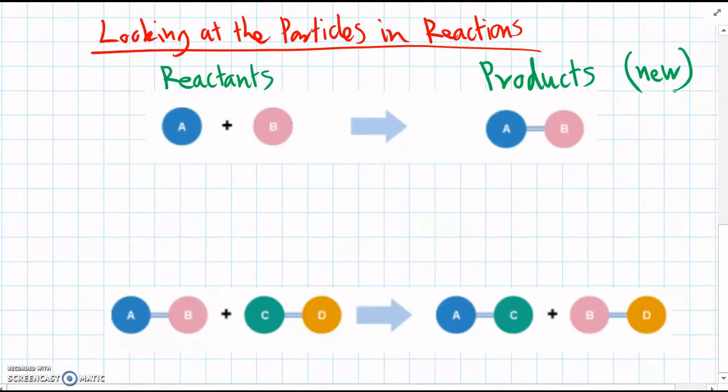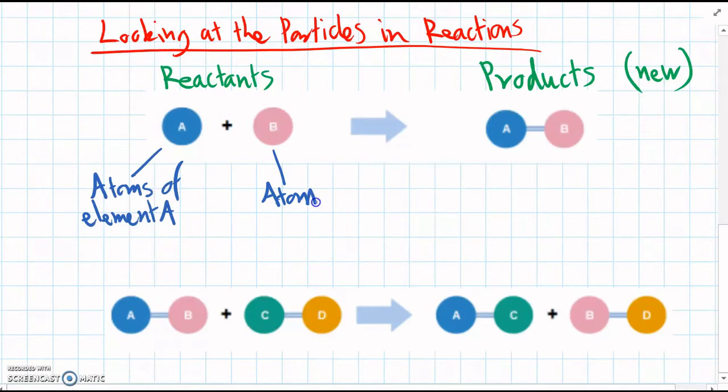So in this first reaction, we've got some atoms of a particular element, and we're just calling it element A here. So atoms of element A, and they're combining with atoms of element B. And then we can see in the product over here, the A atom and the B atom have joined together and they've bonded and they've made a new molecule.